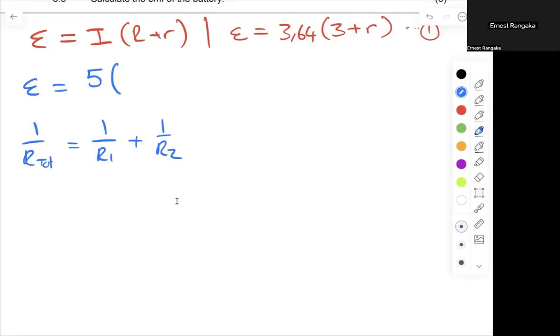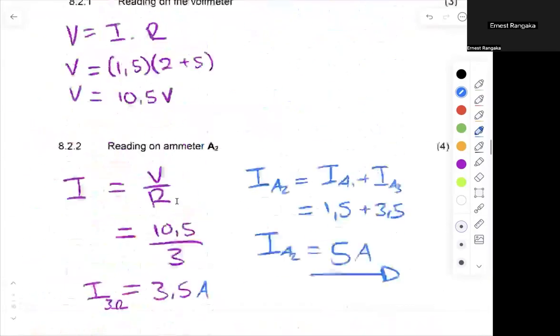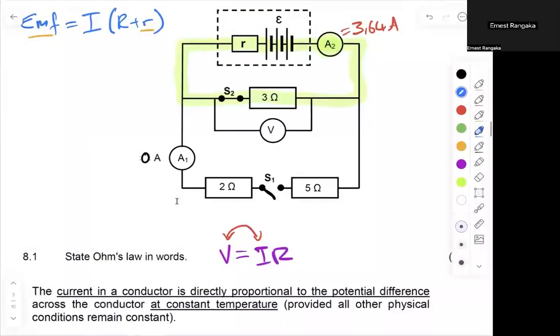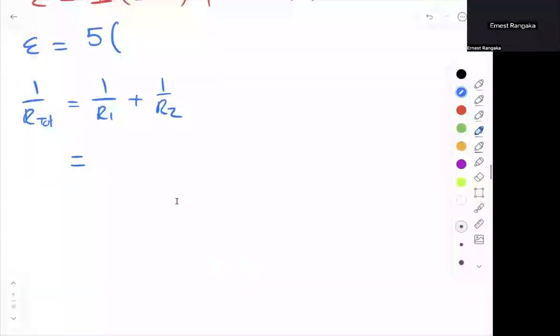So let's quickly work this one out. Before my switches were opened, I had 3 ohms on one branch and 7 ohms on the other, because it's 3 ohms and then 2 plus 5 gives me 7. So I'm going to have 1 over 3 plus 1 over 7. That is going to give me 1 over R total. If you put that in your calculator, quickly tell me what you get. 1 over 3 plus 1 over 7.